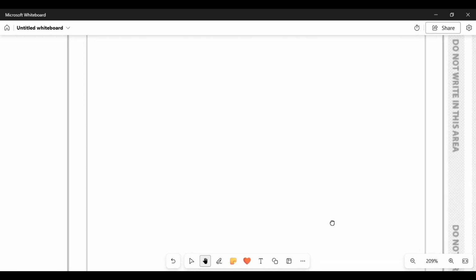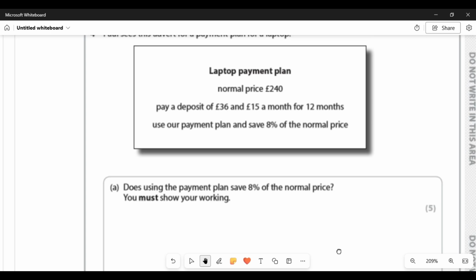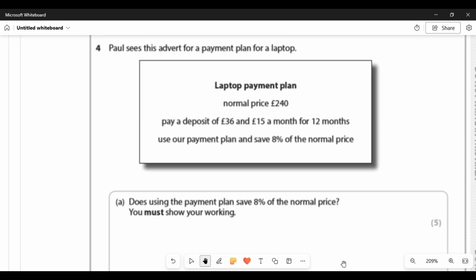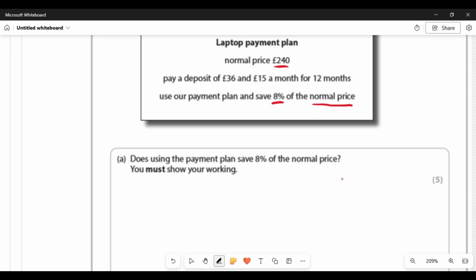There is a part B as well, which I'll come to in a minute. So for me, obviously it's to do with percentage, and they're talking about a saving of 8% of the normal price. Well, this is the normal price right there, £240. So there's a couple of ways you could do this. Let me just put some information down here. So this is the normal price.